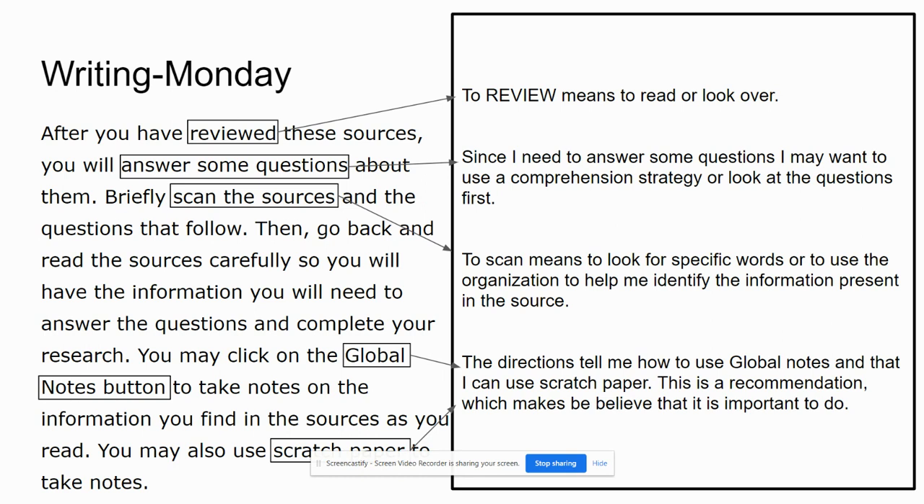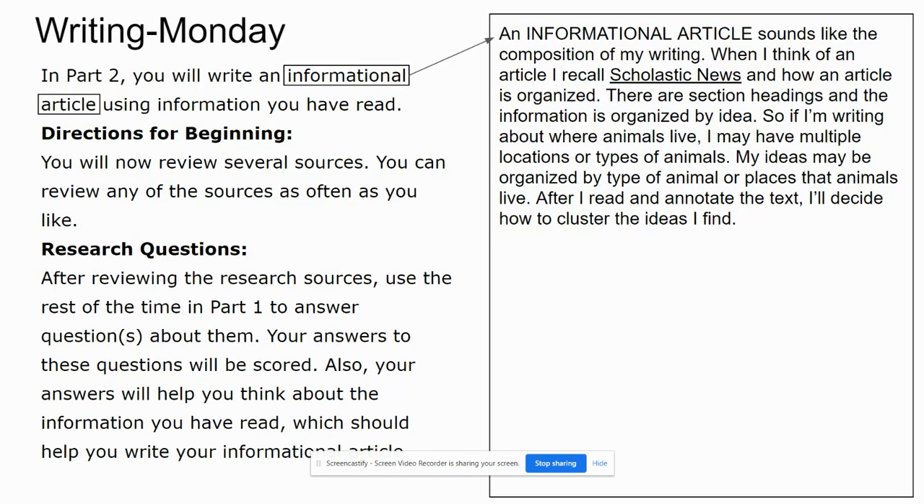Then I boxed in Global Notes button and scratch paper. So those directions tell me how to use the global notes and that I can use scratch paper. This is a recommendation which makes me believe that it's an important step to do. If you're taking notes or if you're doing a graphic organizer for your writing, that would happen before your actual writing.